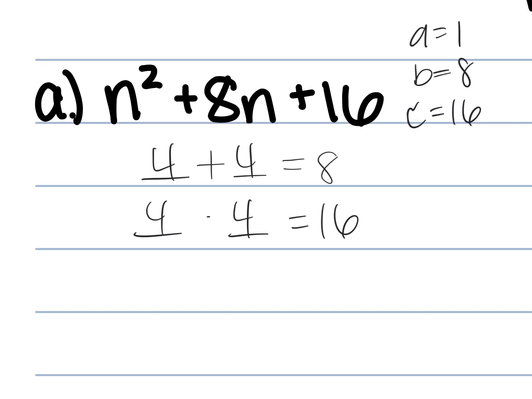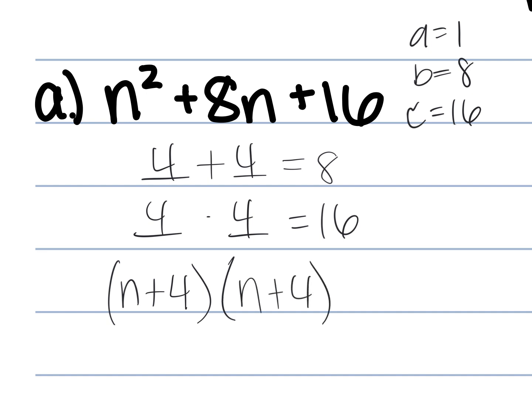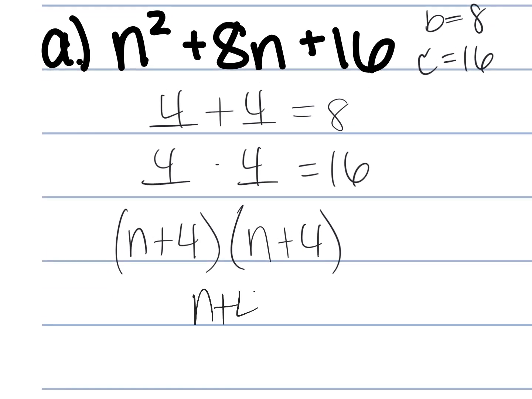Okay. So, what do I write as my factors? N plus 4 and N plus 4. Remember, you don't need to do factor by grouping because A was equal to 1. Remember, this is the easy method. What's N plus 4 times N plus 4? N plus 4 squared. Do you guys want to know the shortcut now?